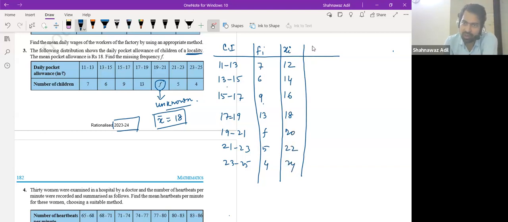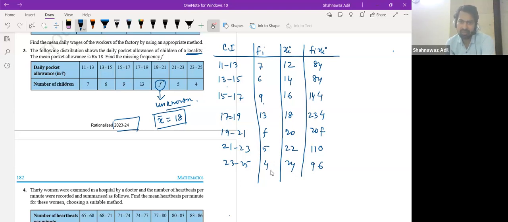So let us find out fi xi. So 84, and this is also 84, right? And then this is how much? 144, and then this is 234, this is 20f, this is 110, and this is 96. So this is the fi xi, right?